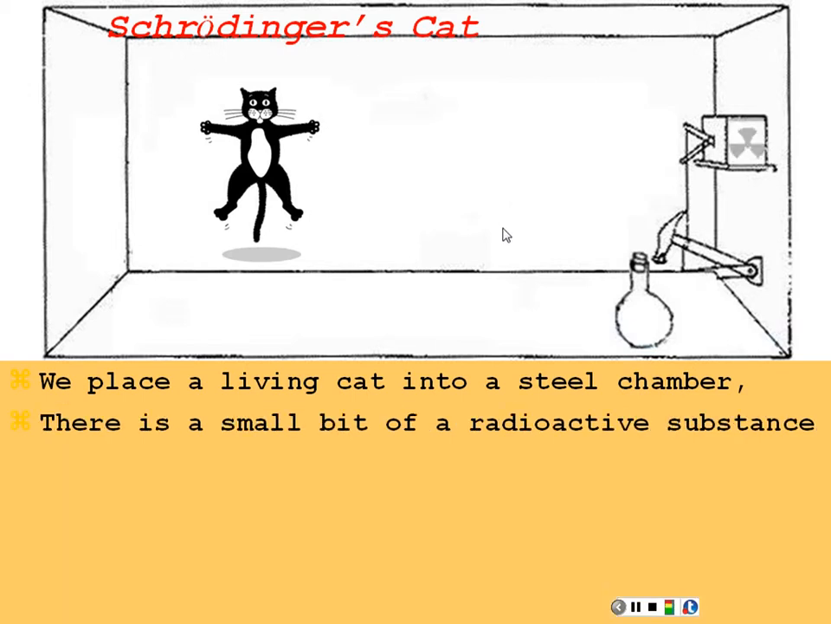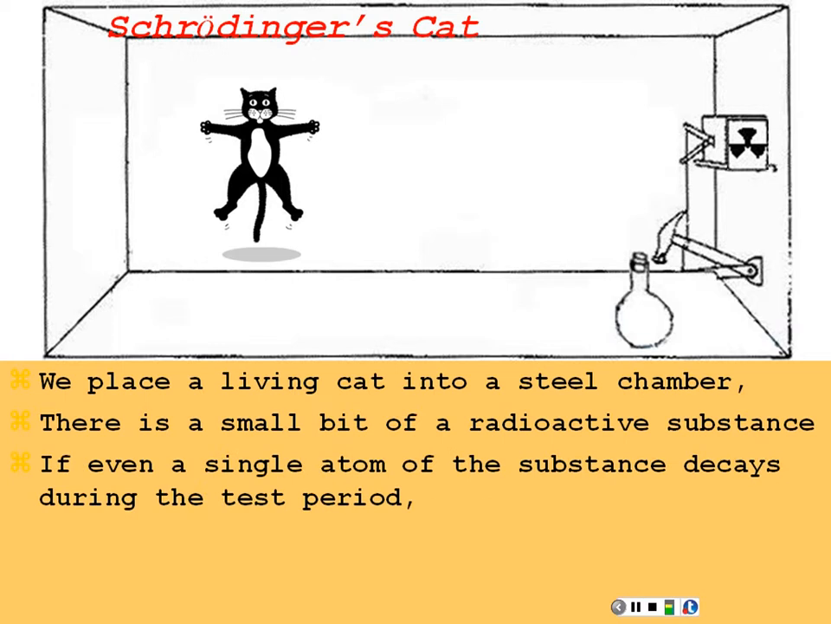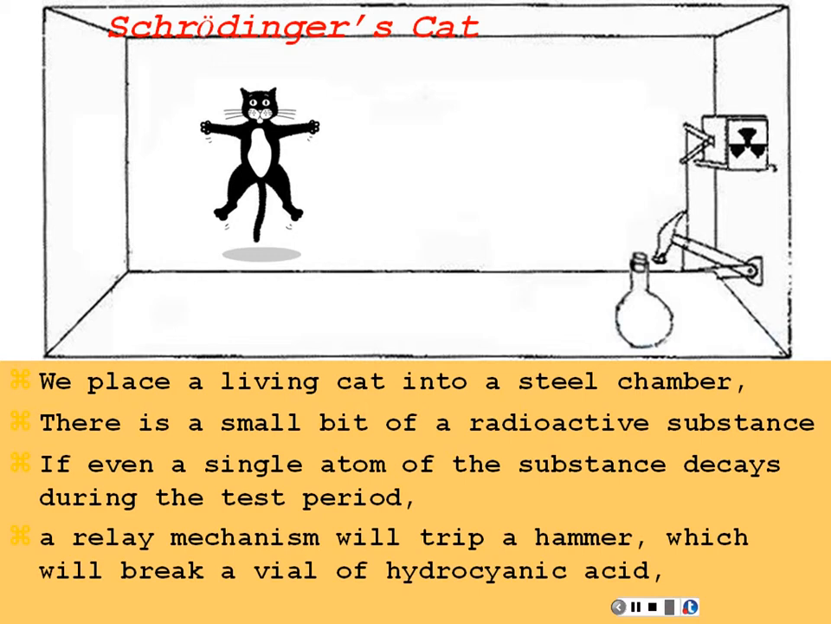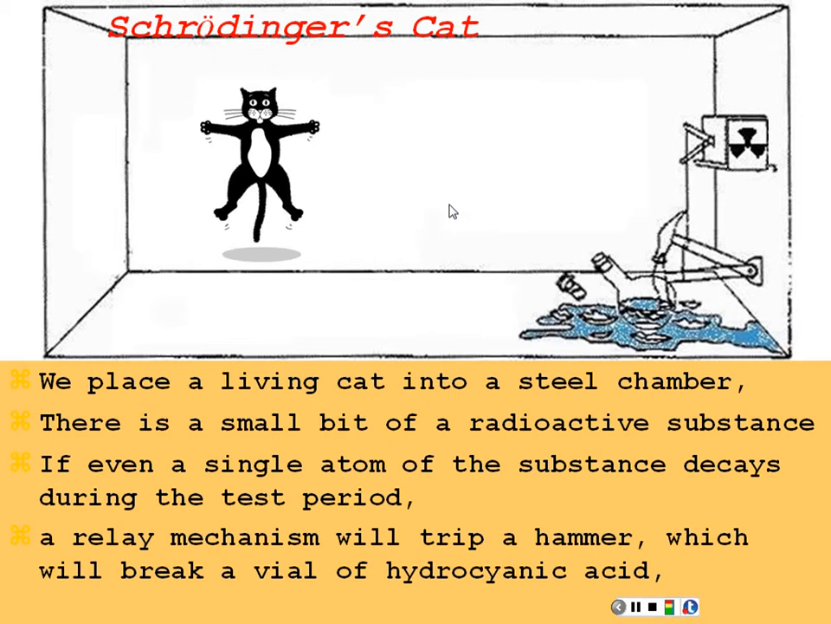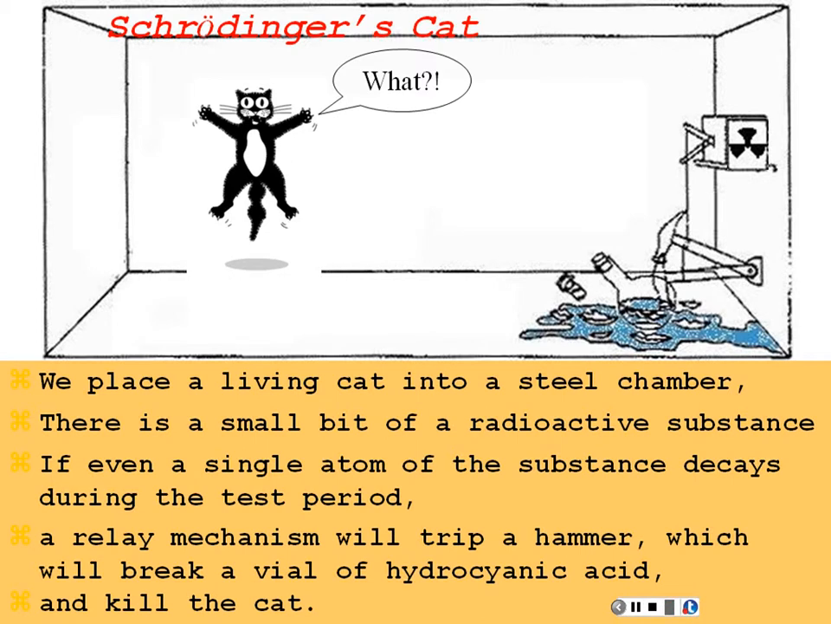There's a small bit of radioactive substance in this chamber, and so there's some kind of probability that that substance is going to decay, but we don't know exactly when it's going to do it. If even a single atom of the substance decays, it's going to trigger a relay mechanism, and that will trip the hammer. The hammer will break a vial of hydrocyanic acid, and the result of that would be to kill the cat. This is proposed by Schrodinger.